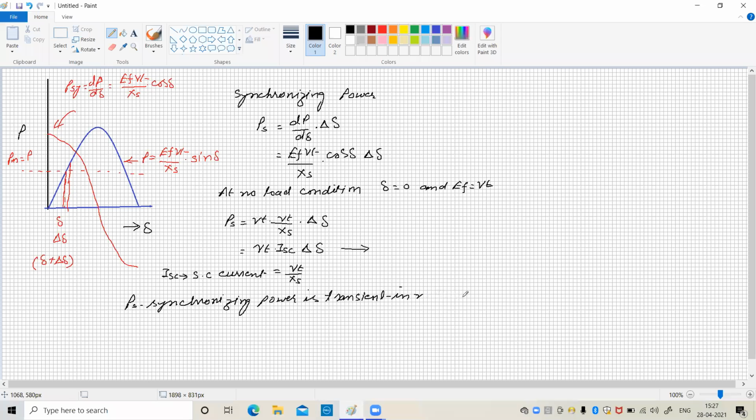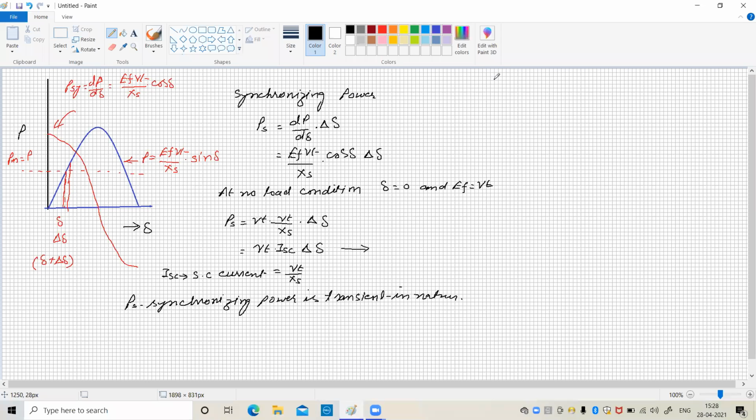What it means? It means that whenever there is a transient, the synchronizing power comes into the picture and it will play its part. The responsibility of the synchronizing power is to bring the machine again into the synchronous, stable region or new equilibrium position. So suppose we will have a new look of this curve like that.